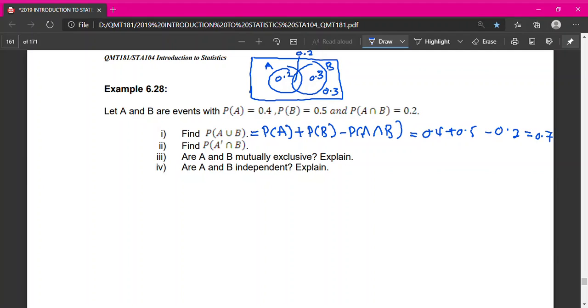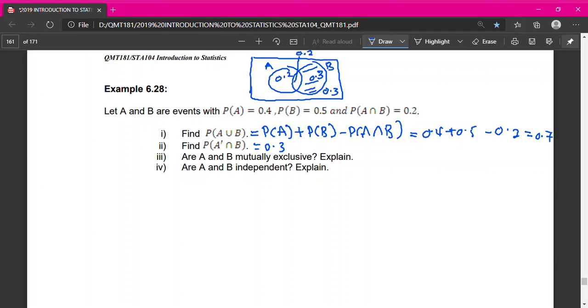Okay, untuk soalan yang kedua, lagi senang kita tengok Venn diagram, sebab dia nak dapatkan probability of A complement selain dari A intersect dengan B. Selain dari A maksudnya luar daripada A intersect dengan B. So the value will be 0.3. Terus boleh dapat jawapan 0.3, which is this part.